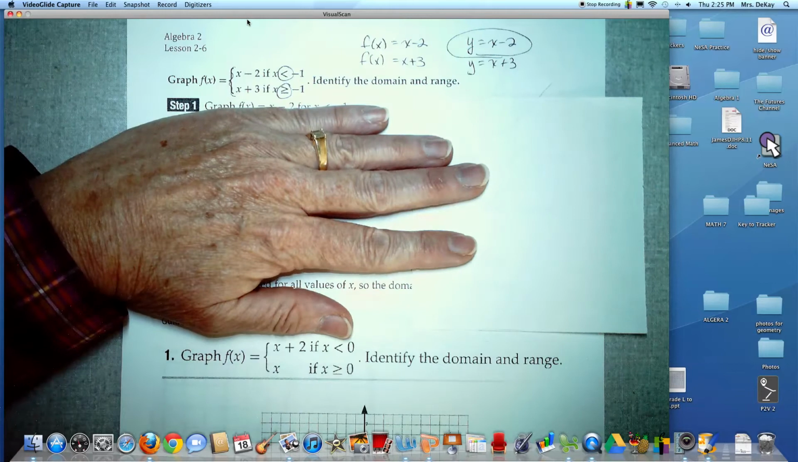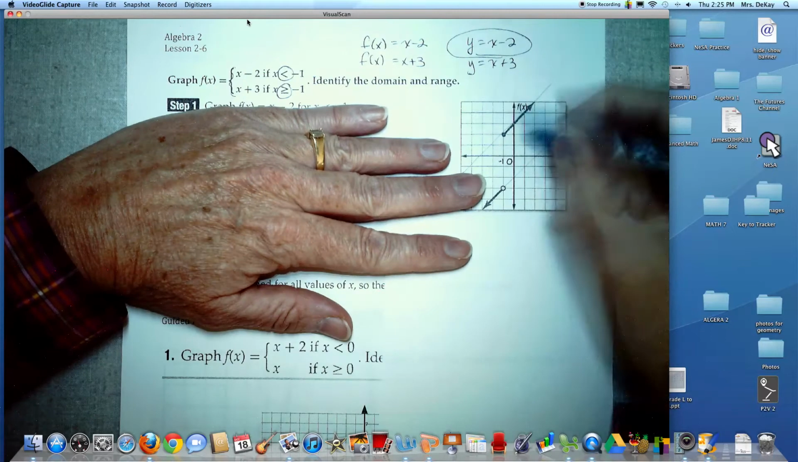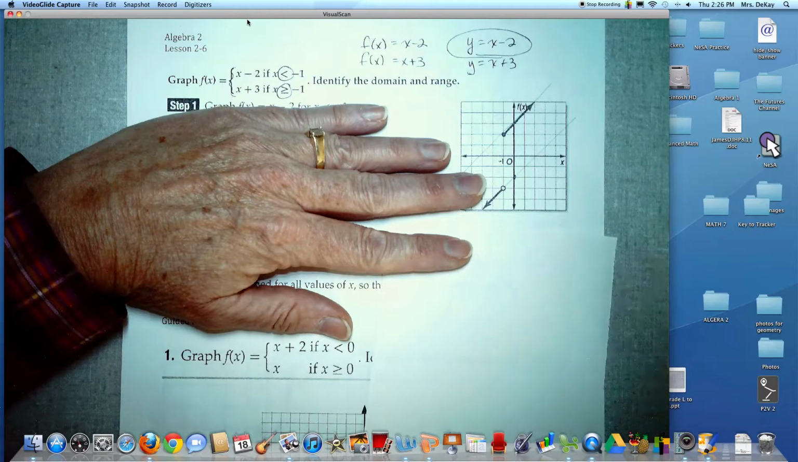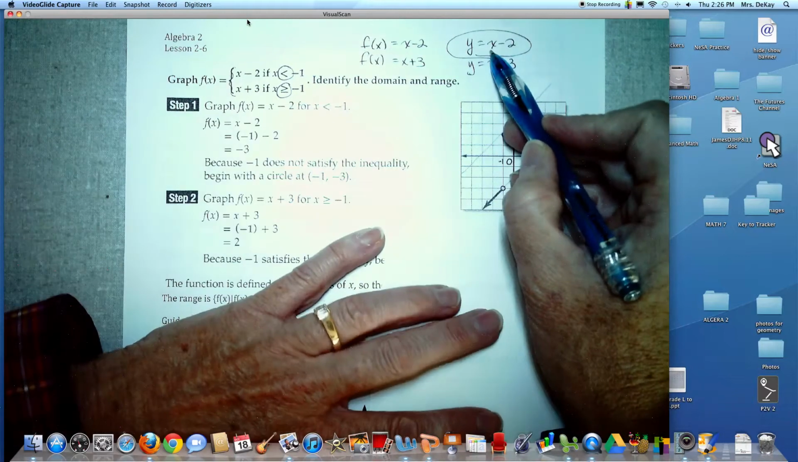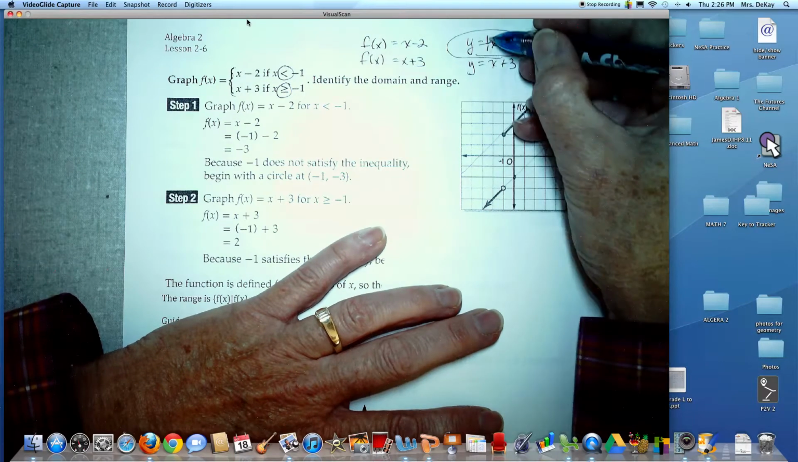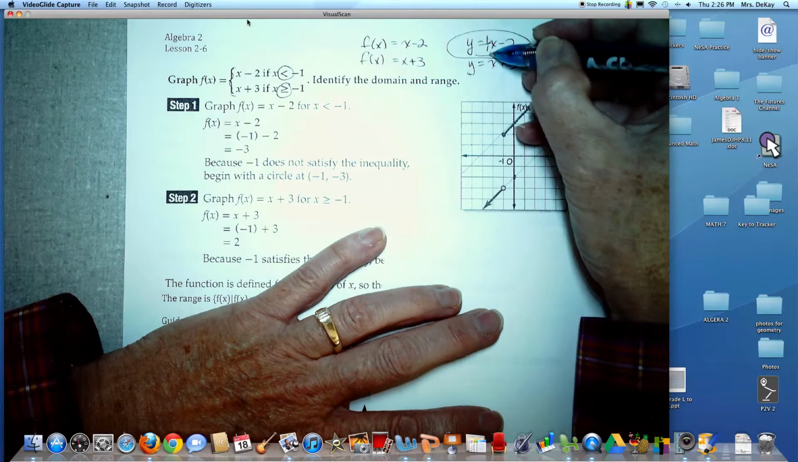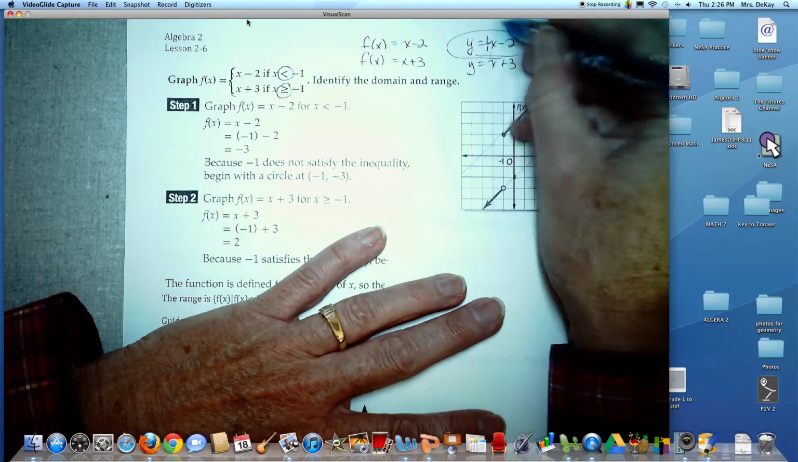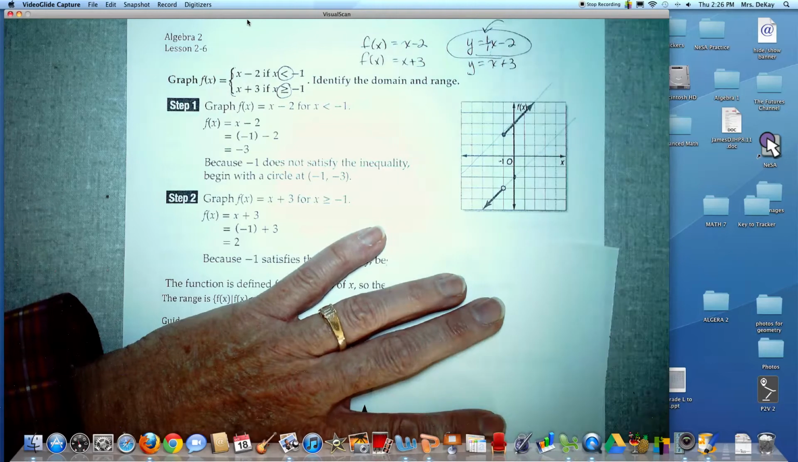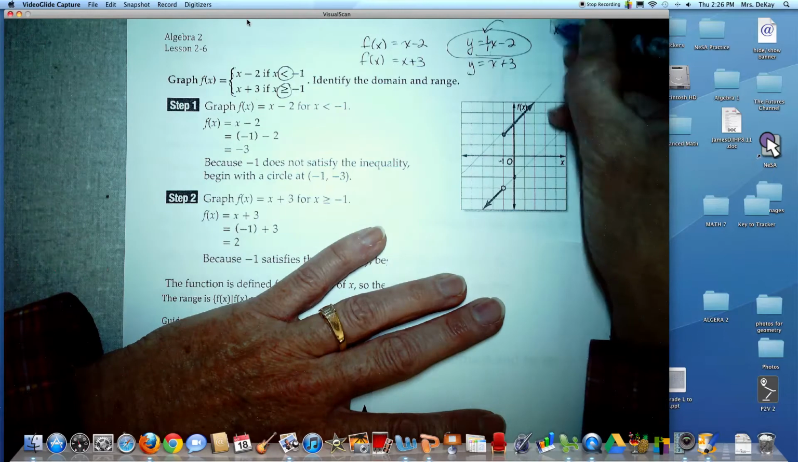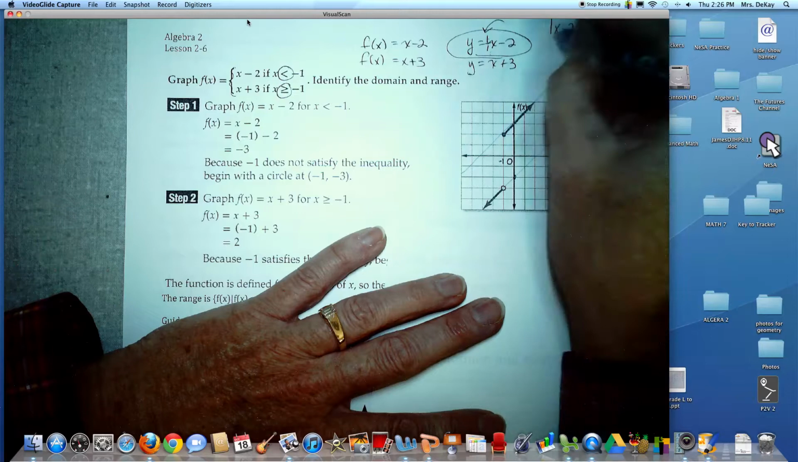It's going to cross at -2, right? So I'd go up here and I'd make a dot at -2. And then what is my slope? My slope is 1 over 1, isn't it? So that means I'm going to go up 1 and to the right 1, right? How do we know that was our slope? Because we're in slope-intercept form, and that's our slope. I know that x minus 2 is the same thing as 1x minus 2. So my slope is 1.